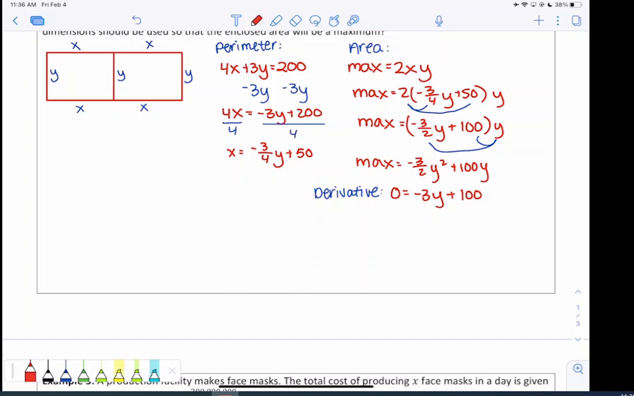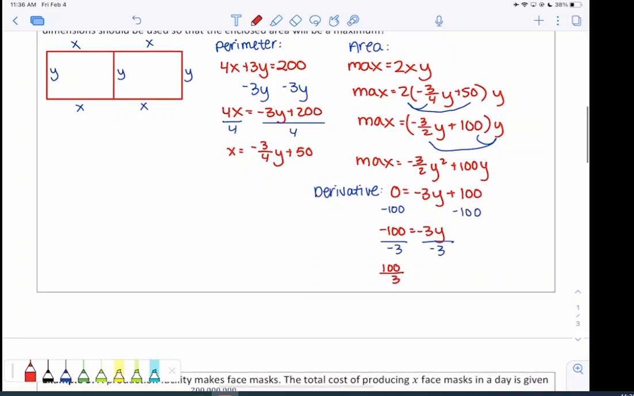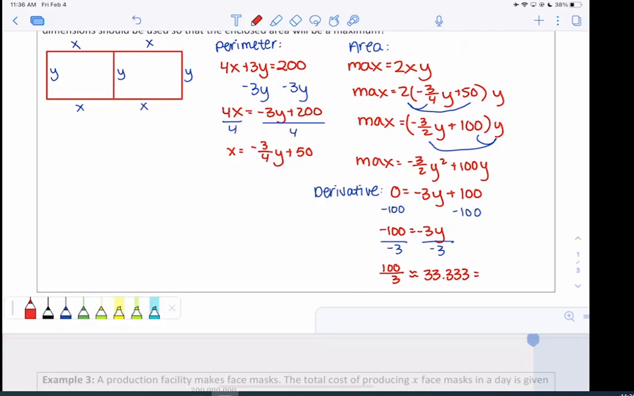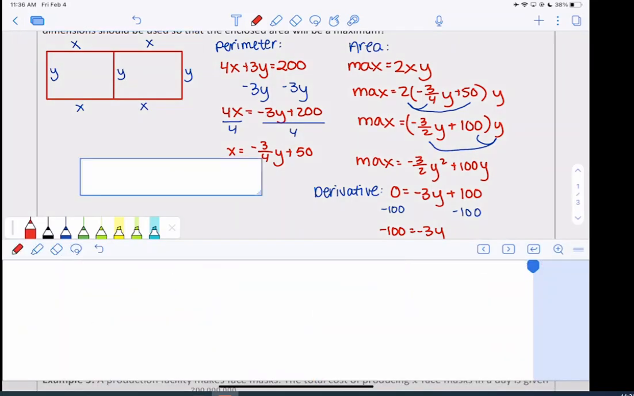Calculus is done. Now we are in Math 7 again. If I want to solve for y, I need to subtract 100 from both sides. Okay. That will give me negative 100 equals negative 3y. Last, divide by negative 3. So my y is 100 divided by 3, which is approximately 33.33. And what would my units be on this, you guys?